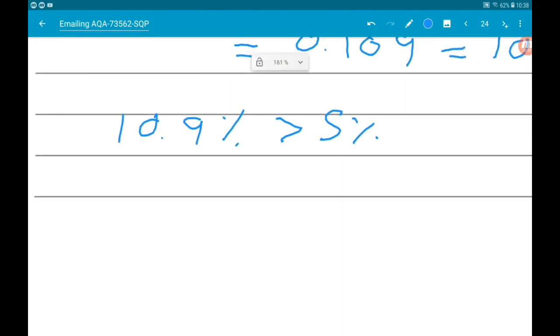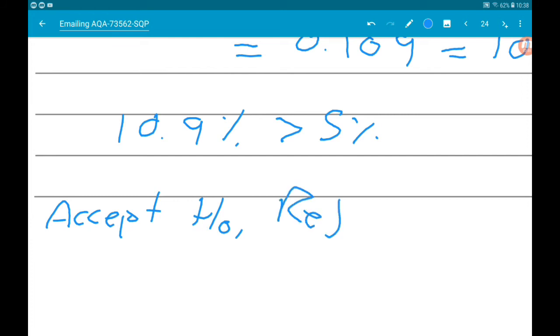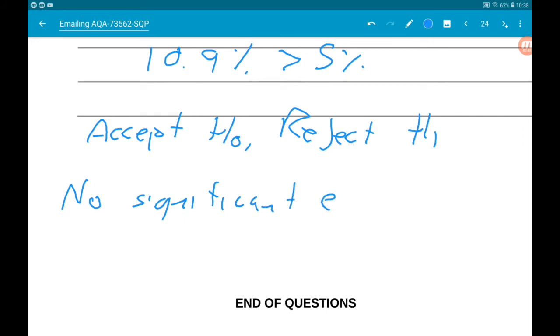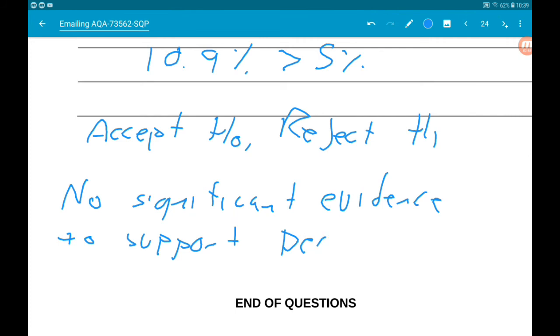So we accept H0 and reject H1. And then we would need to finish with a statement, something along the lines of, there's no significant evidence to support Declan's belief. Cool. Okay guys, that's paper 2 done.